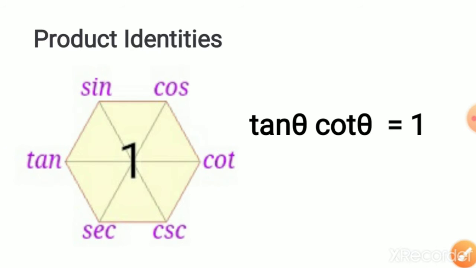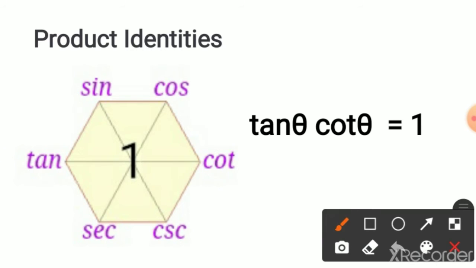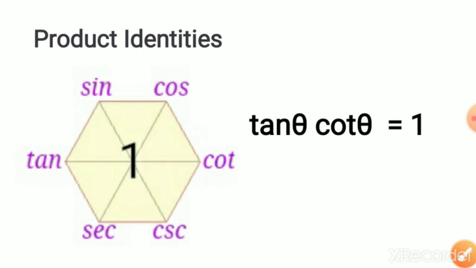Another example, tan theta multiplied by cotangent theta is equal to 1. And by looking at the hexagon, 1 here is in between the tangent and the cotangent function. So 1 is the product.